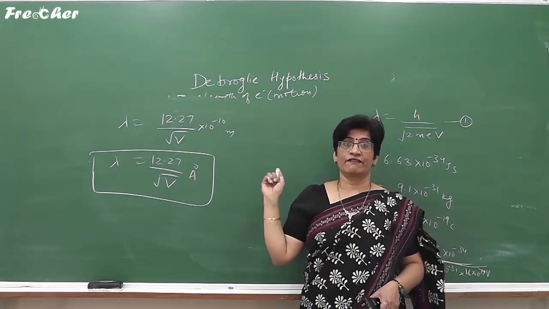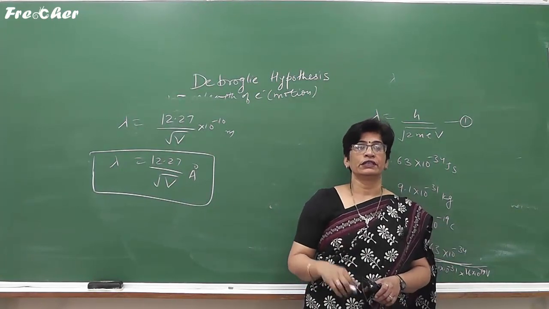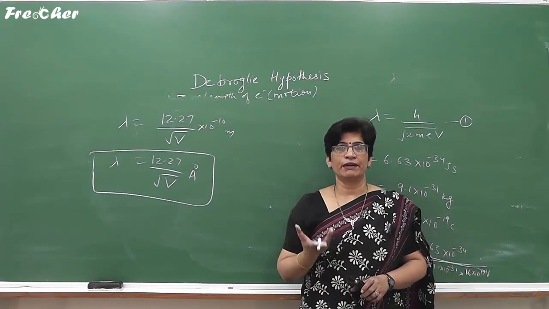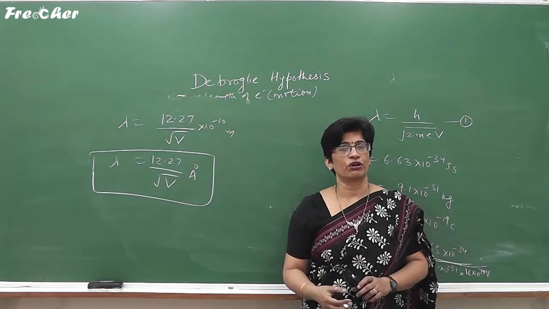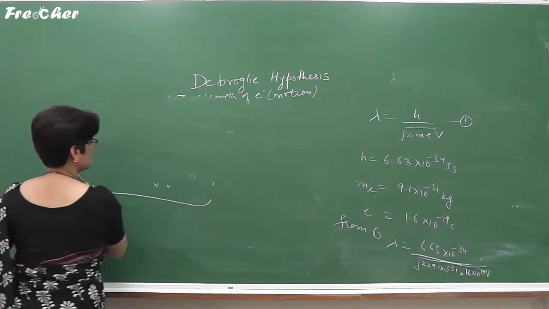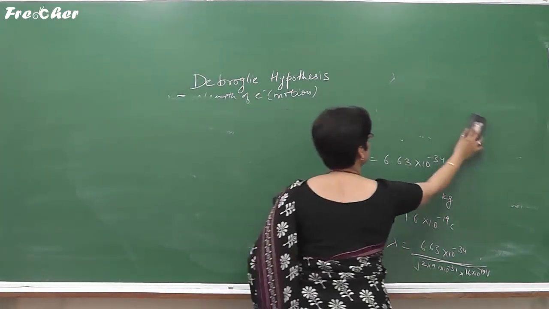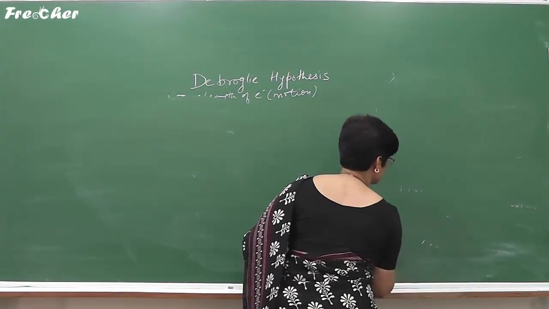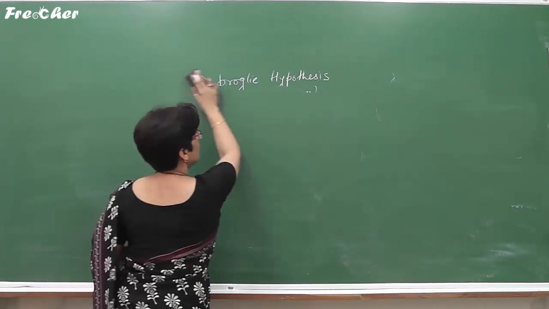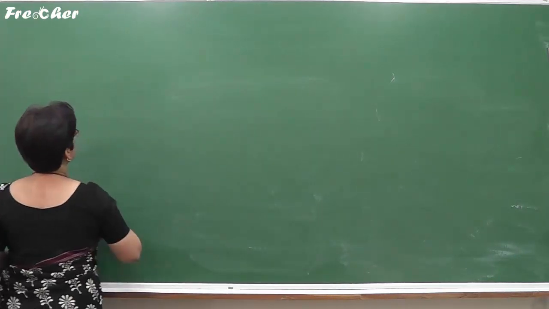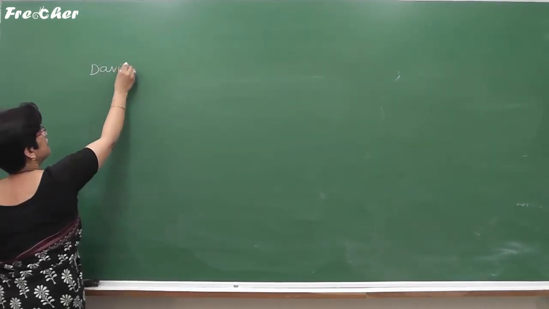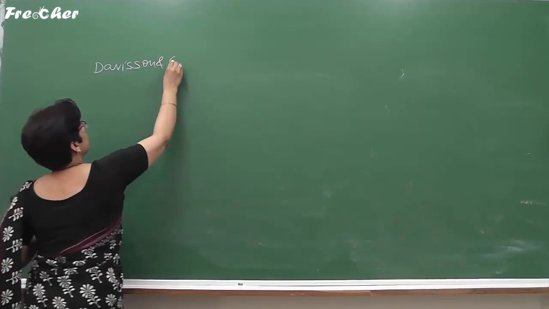We can verify this wavelength with the help of an experiment also. That experiment was performed by Davisson and Germer. So this is the experimental verification of this wave nature of matter. So let us do that. De Broglie gave the theoretical concepts, and Davisson and Germer performed an experiment to verify this mathematical expression. So next is the Davisson and Germer experiment.